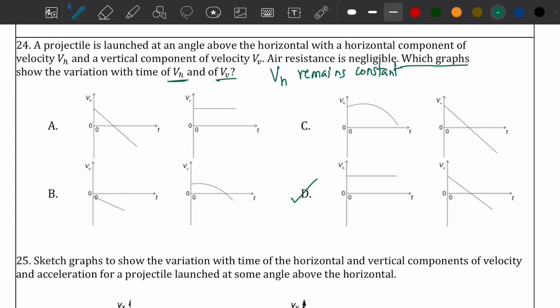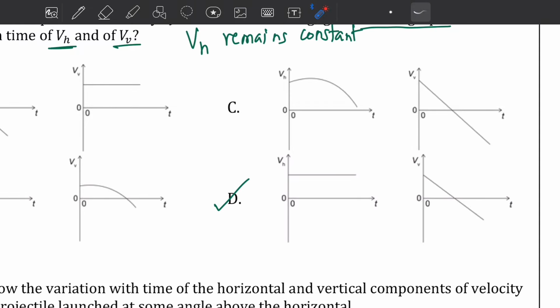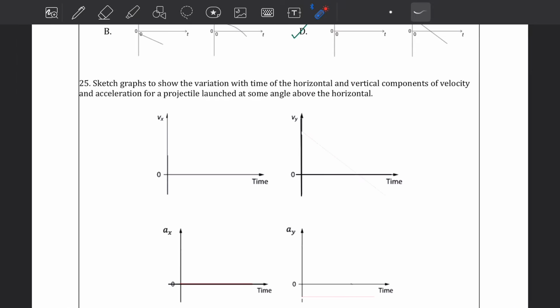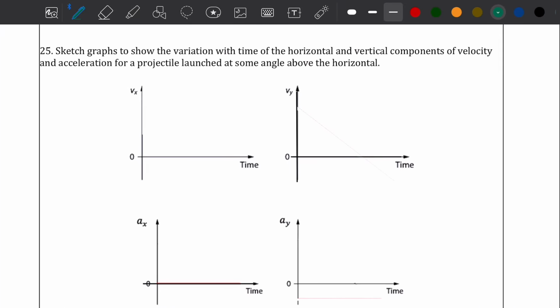So VH is constant. And let's just look at vertical velocity as well. We know that when you throw something up, as in the projectile motion, its velocity will decrease. Then it reaches zero at the maximum height. And then it changes direction. You can see that the graph is going in the negative side, and the speed keeps increasing. So that graph is also correct. Next, we want to sketch the graphs to show the variation of horizontal and vertical components of velocity and acceleration. So we already said Vx is constant.